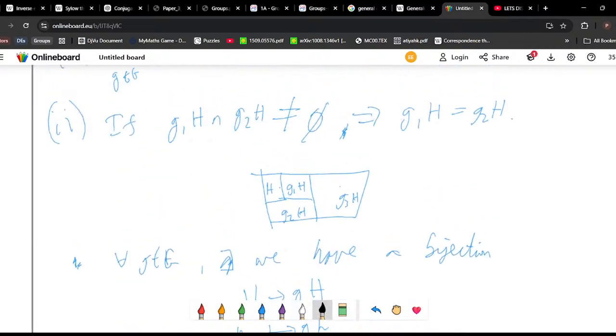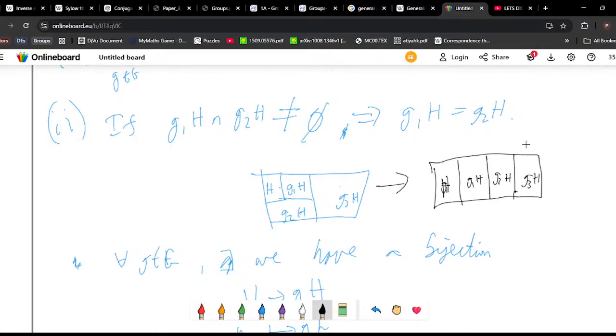So actually I can make this picture more precise. Say we have 4 cosets. Well, they're all the same size, so it'd be G1H, G2H, and G3H, and those are all my cosets. And this visually automatically tells us Lagrange's theorem, right?